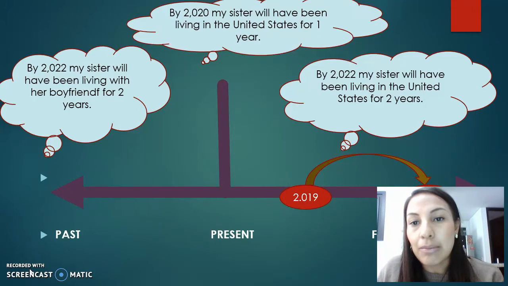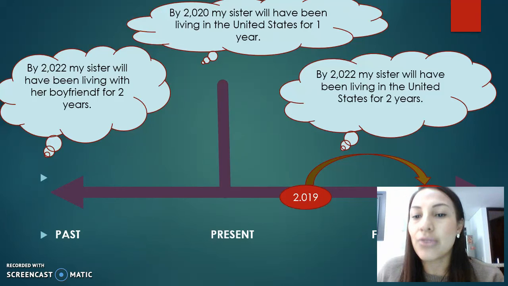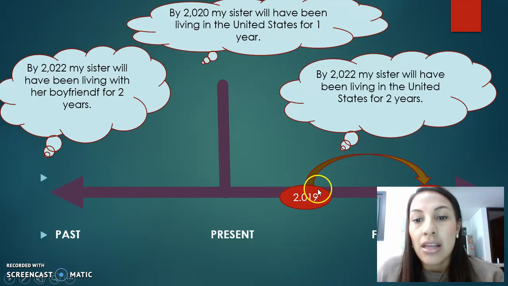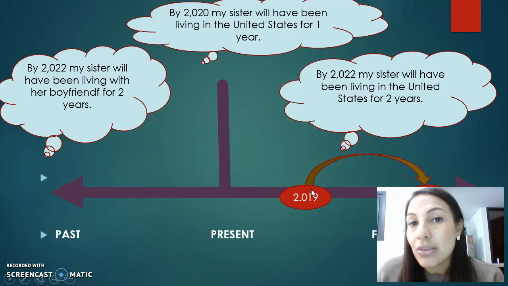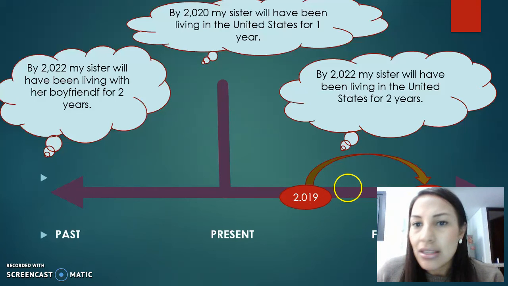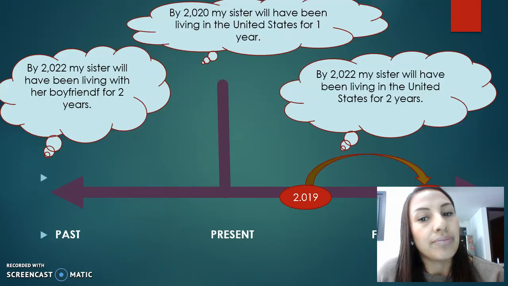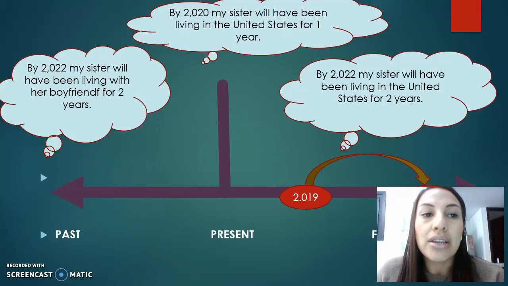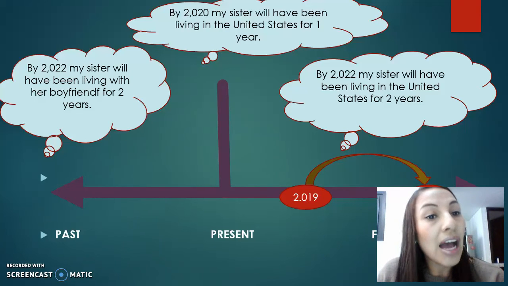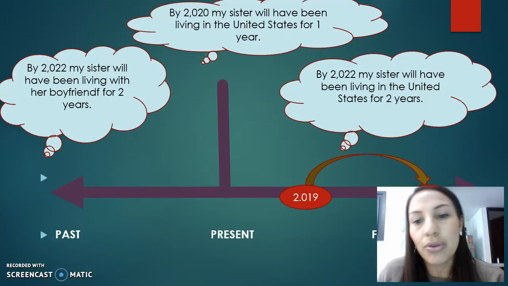So, for example, by 2022, my sister will have been living in the United States for 2 years. By 2020, my sister will have been living in the United States for 1 year. And by 2022, my sister will have been living with her boyfriend for 2 years. So in this case, I'm talking in the present but about the future.